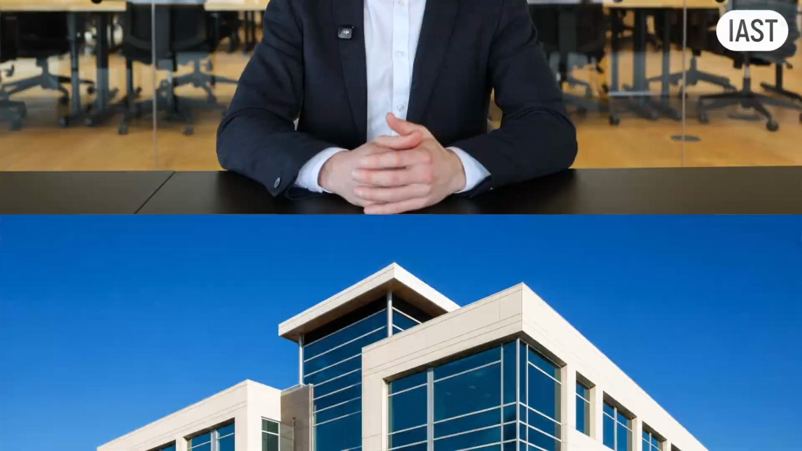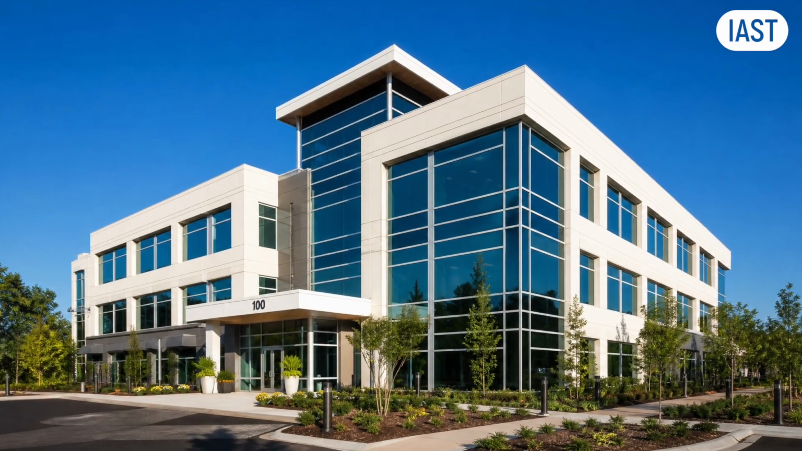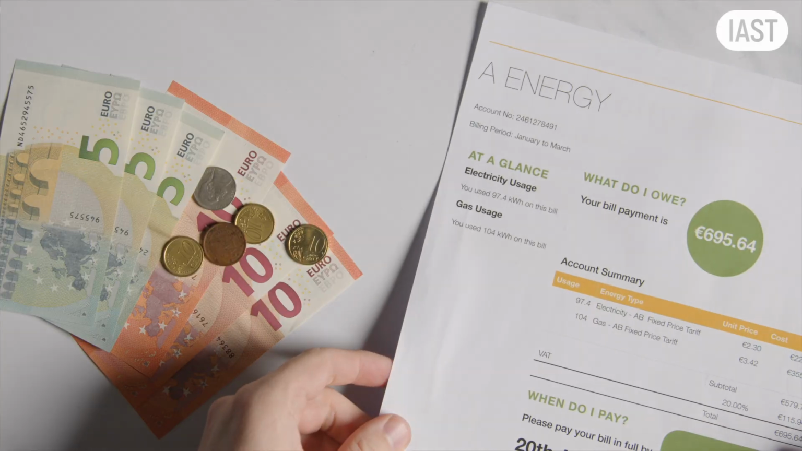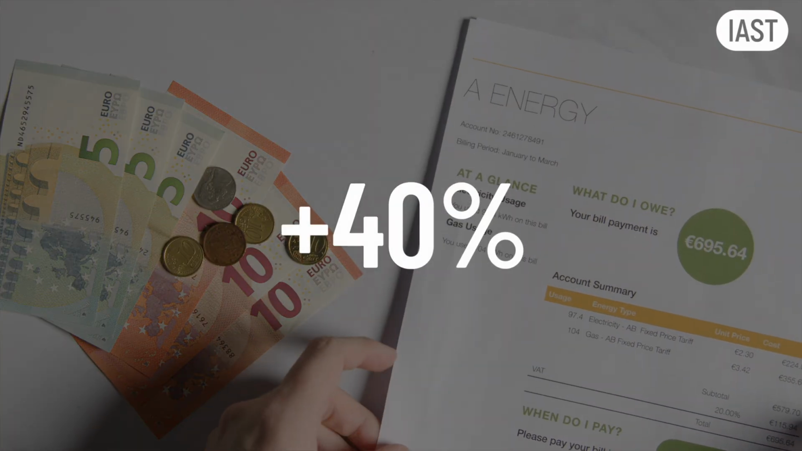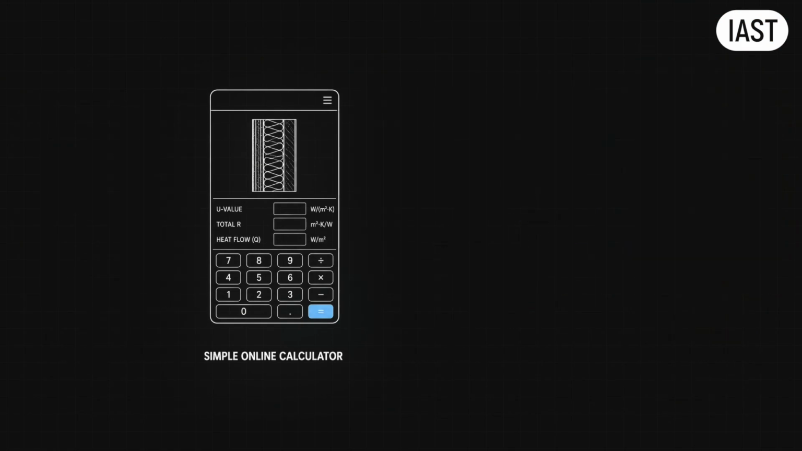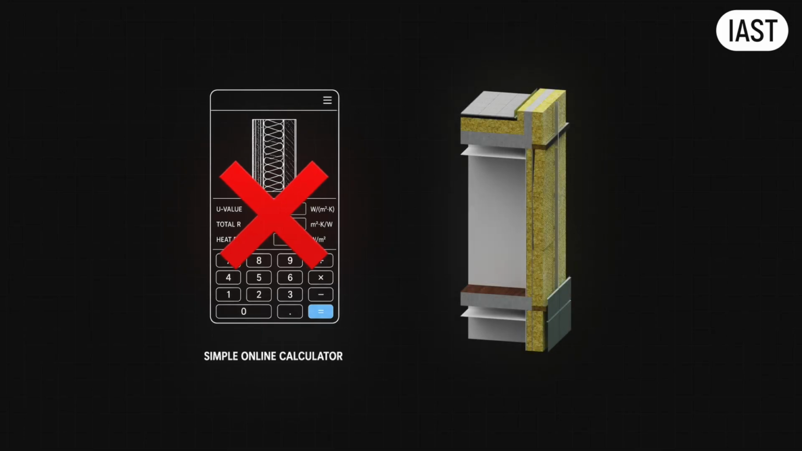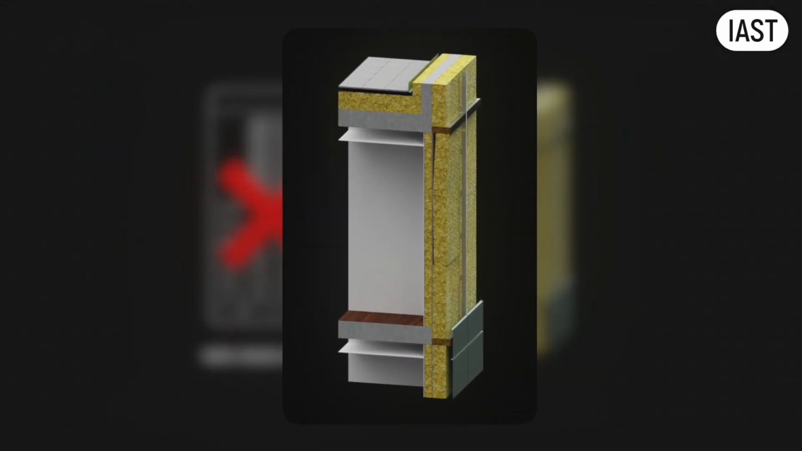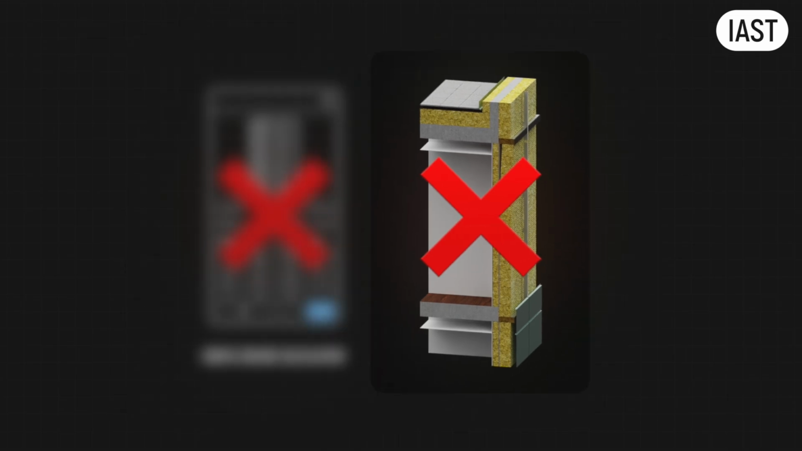Let me leave you with one scenario, the kind that keeps coming up. A calculation signed off, a building handed over, and 2 years later, energy bills 40% higher than predicted. How does that happen? Usually, one of 3 ways. The wrong tool was used. The steel studs were invisible to the calculator, so the R value looked better than in reality. Or the calculation was right, but the installation was not. Gaps, wet materials, missed junctions, or both.